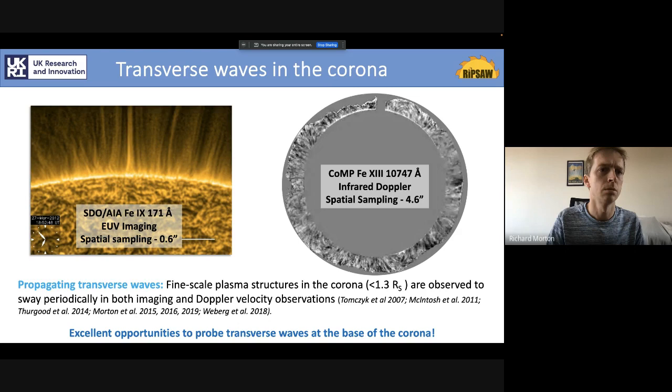And the fact it's so regular, it's everywhere in the corona, you see it all through the solar cycle, suggests that it must be something global that's driving these waves. It's not a local effect. And P modes seem to be a good option for them.